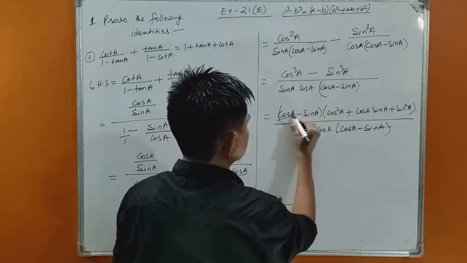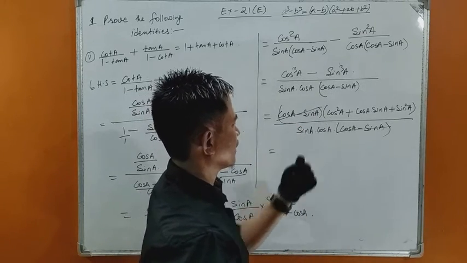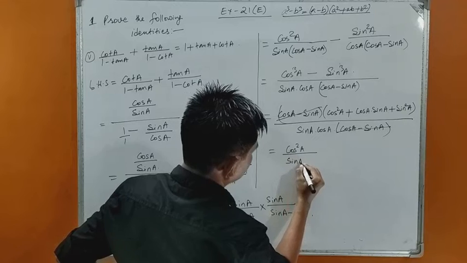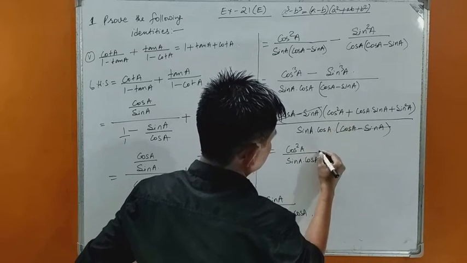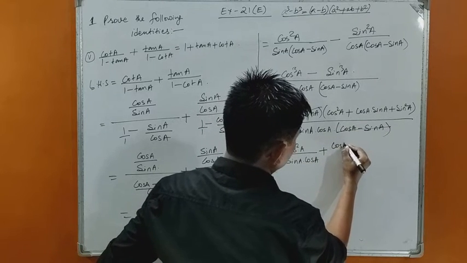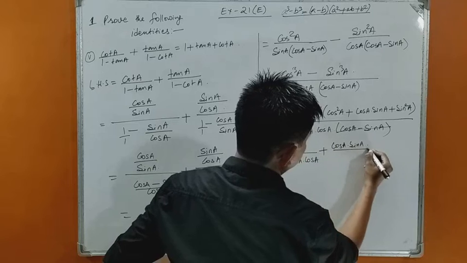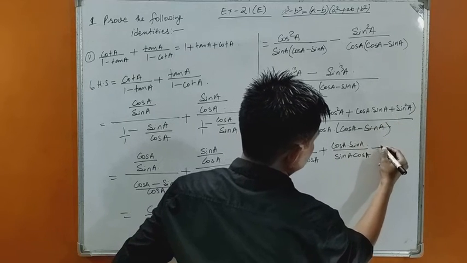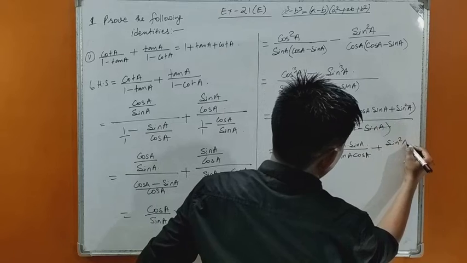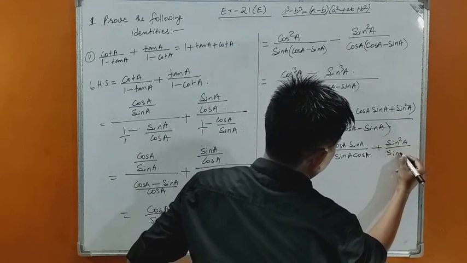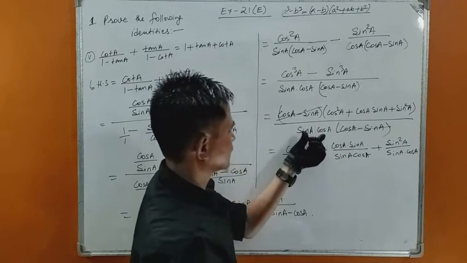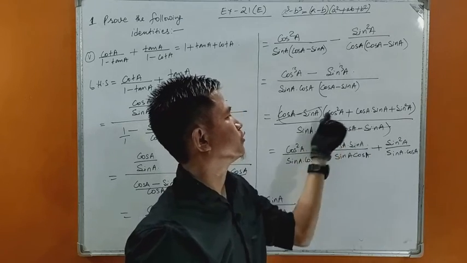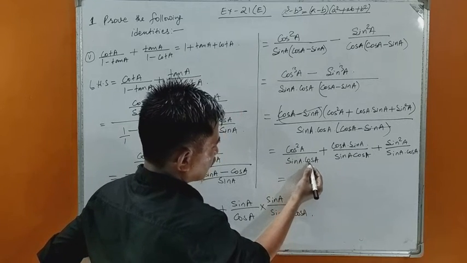So this cos A minus sin A and cos A minus sin A can be cancelled. So this means cos square A upon sin A cos A, plus cos A sin A upon sin A cos A, plus sin square A upon sin A cos A. If we take the LCM, it becomes sin A cos A, and the whole thing goes to the numerator, isn't it?